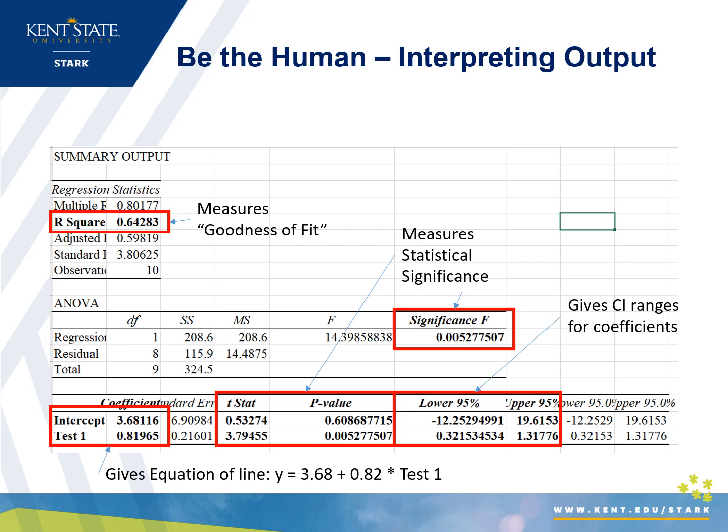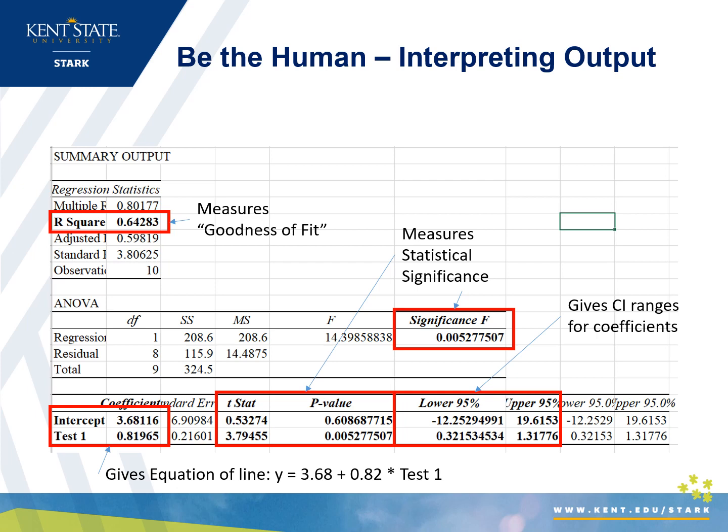Here, we can say with 95% confidence, the intercept is somewhere between negative 12.25 and positive 19.62 or so. It's a pretty wide range, which is consistent with us not being really sure that the intercept isn't just 0. After all, 0 is well inside this confidence interval. Meanwhile, for the slope, we're 95% confident that the slope is between 0.32 and 1.32. So we're pretty sure the slope is above 0, which is reflected in that low p-value for the slope.